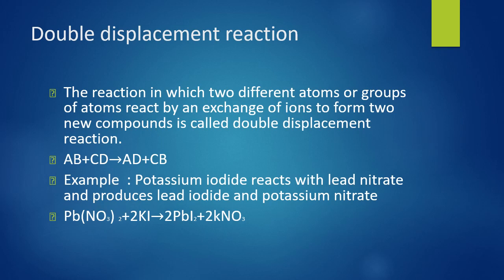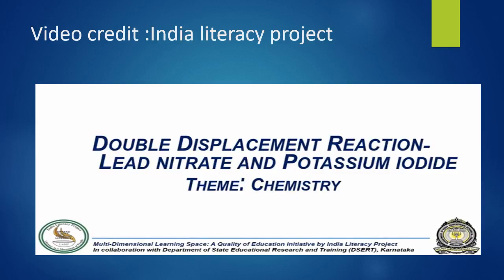Double displacement reaction. The reaction in which two different atoms or groups of atoms react by an exchange of ions to form two new compounds is called double displacement reaction. Example: potassium iodide reacts with lead nitrate and produces lead iodide and potassium nitrate. Now we can watch a video showing double displacement reaction.